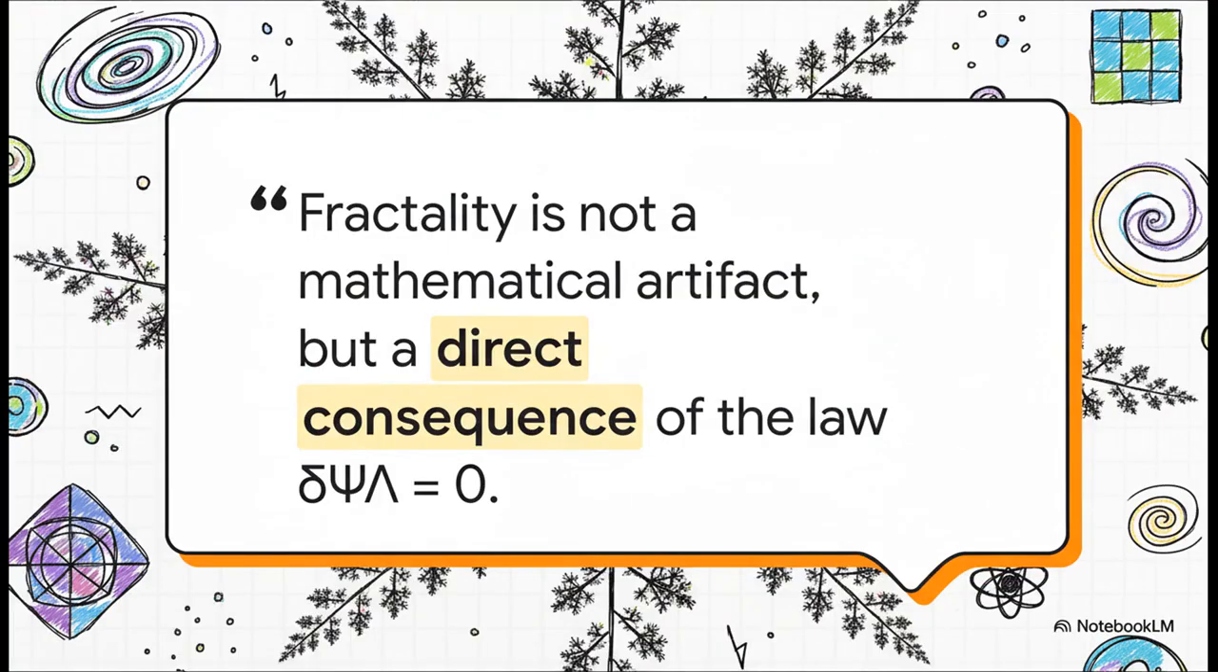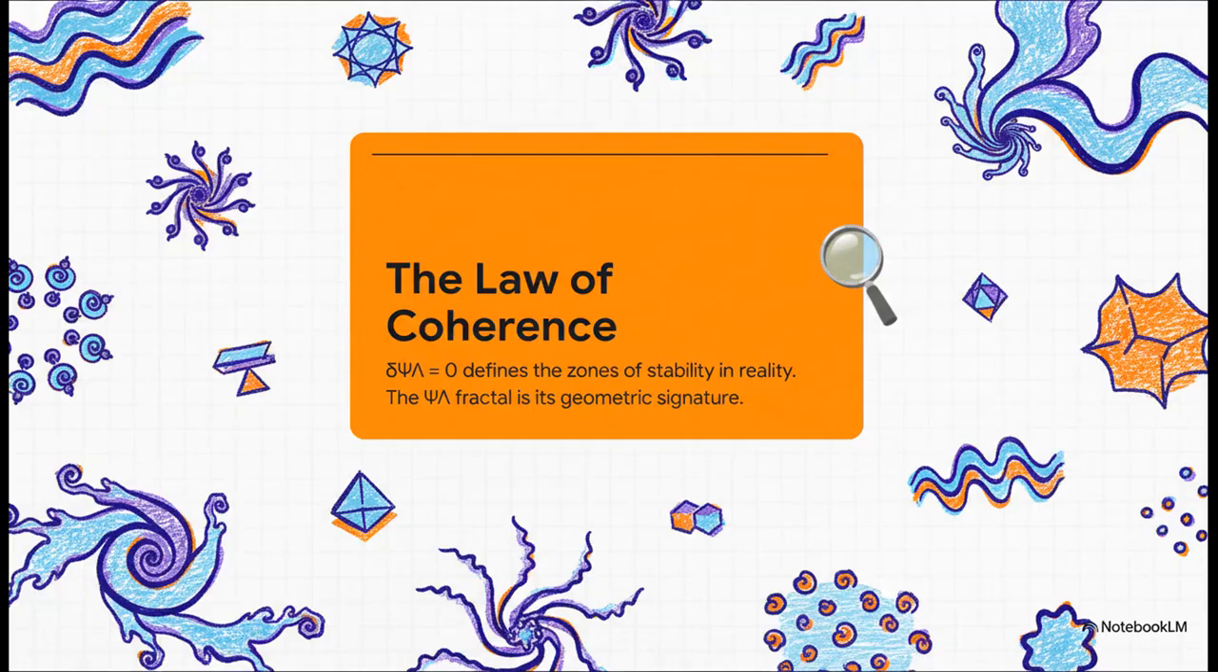This quote really just says it all. Fractality is not a mathematical artifact, but a direct consequence of the law delta C lom equals 0. In plain English, the fractal shapes you see everywhere in nature aren't random accidents. They are the unavoidable outcome of the universe following this one simple rule to stay stable. So when you see that complex, beautiful border between order and chaos, whether you're looking at a cloud or a galaxy or this very fractal, you're looking at reality's geometric signature. It's the visible line that this universal law draws in the sand, separating what holds together from what falls apart.